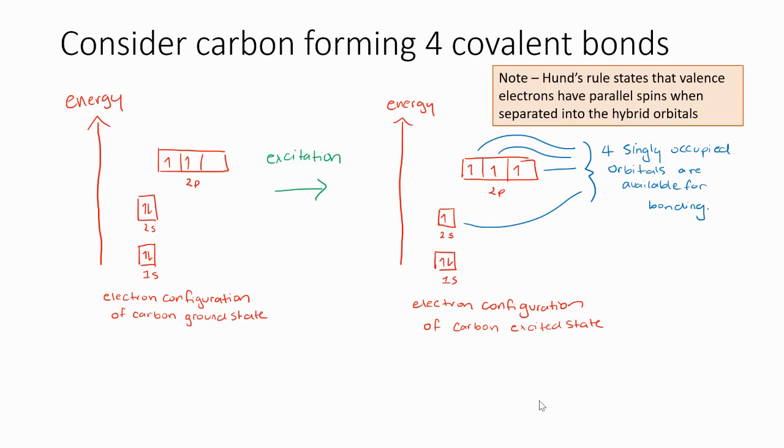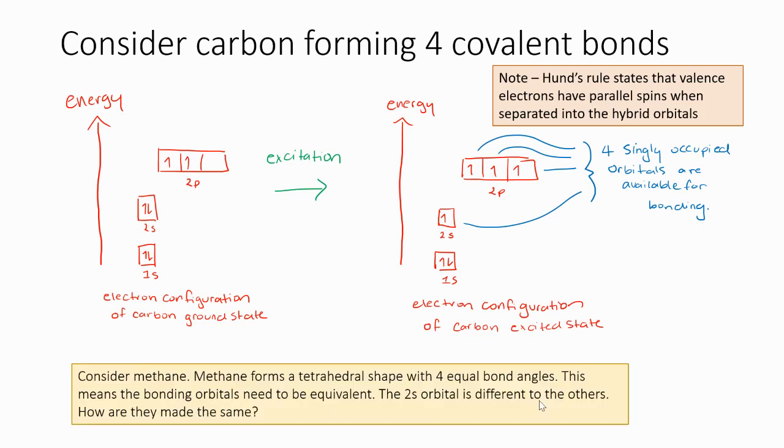It is worth noting here that Hund's rule states that valence electrons have parallel spins when separated into hybrid orbitals, and that's why all of the arrows are pointing in the same direction.